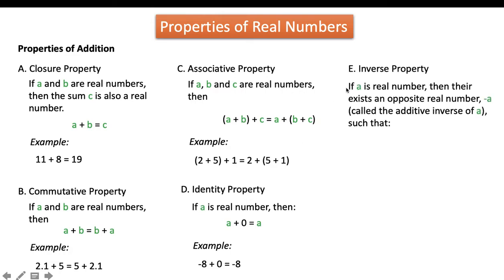The inverse property says that if a is a real number, then there exists an opposite real number, the symbol negative a, called the additive inverse of a, such that a plus negative a is equal to 0. A real number added by its inverse is always equal to 0. Example, 5, which is a real number, added by the additive inverse of 5, which is negative 5, is equal to 0.